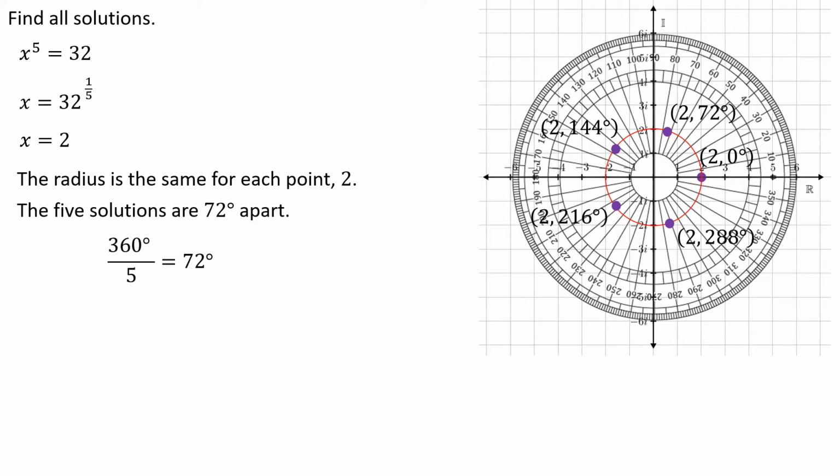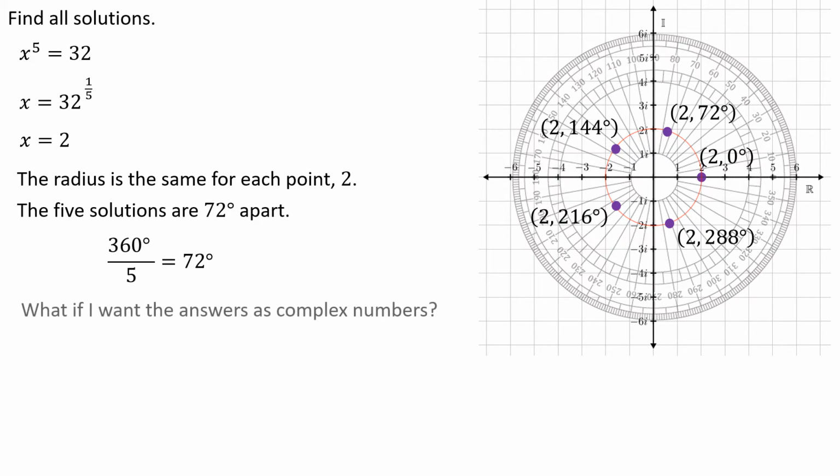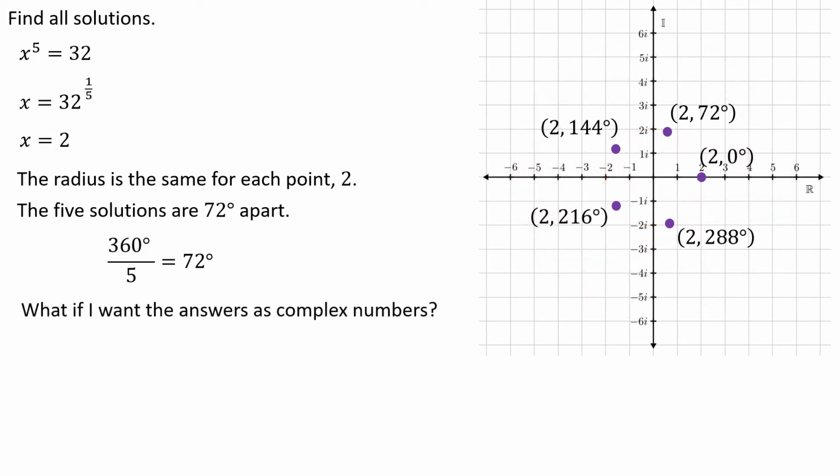The first one's at 0 degrees. And so then I can add 72 degrees, add another 72 degrees, add another 72 degrees. Make it a little bit easier to see the points there. But I've got my 5 solutions.